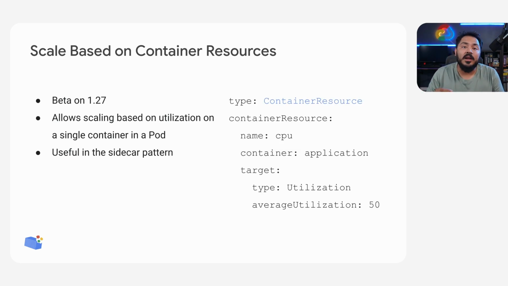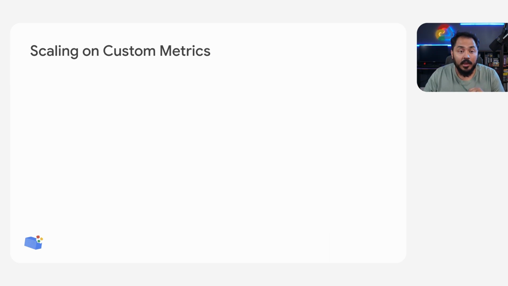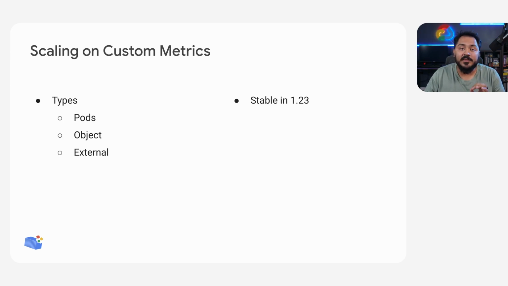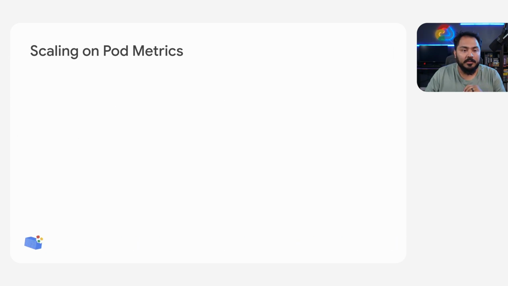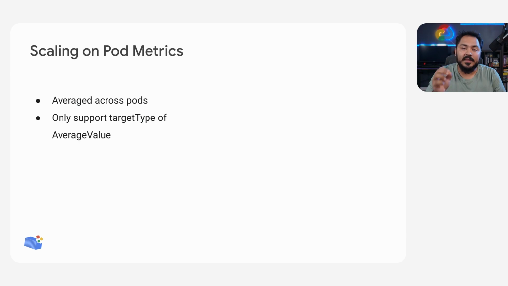This looks very similar to the CPU scaling, but in this example, we're scaling based on CPU usage of the container with name application. You can also scale based on custom metrics, which can be of type pods, objects, or external. This feature has been stable since Kubernetes 1.23. Scaling on pod metrics is averaged across all the pods that are part of the same deployment. This type of scaling only supports type average value.